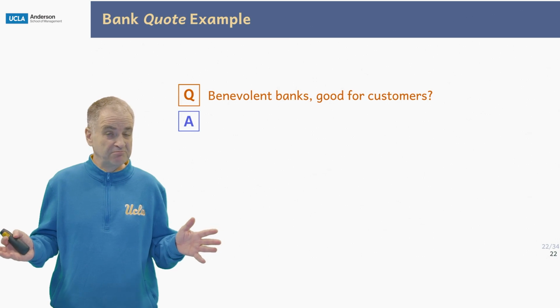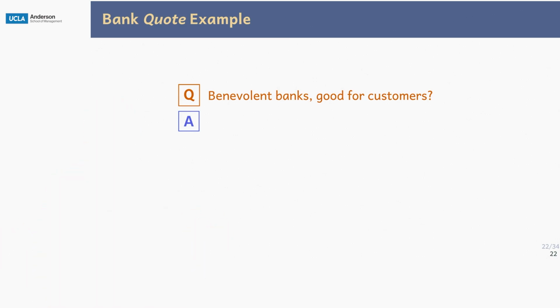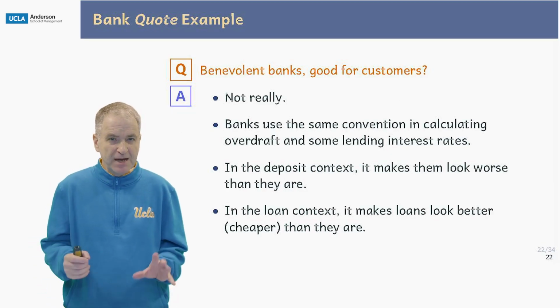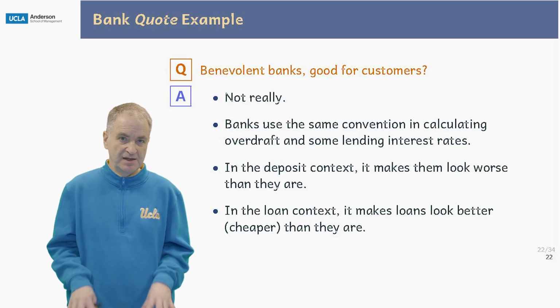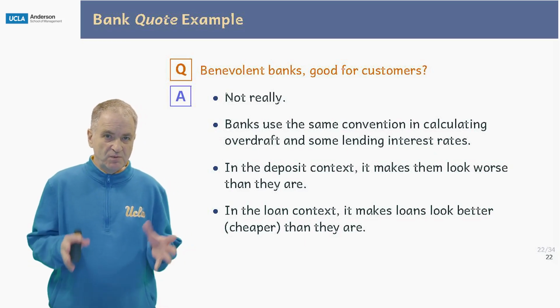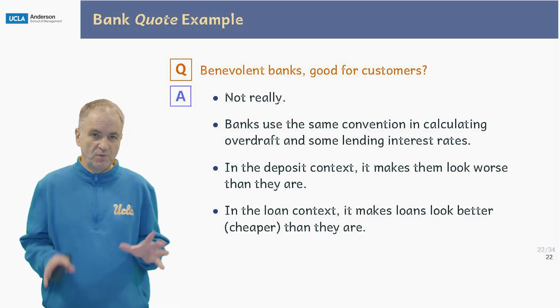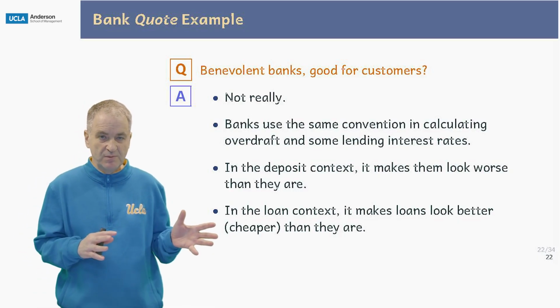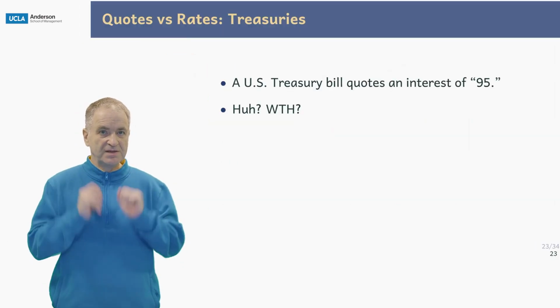Benevolent banks, aren't they? Great for customers, right? Please pause this video now, answer the question on a piece of paper, and then continue. Not really. See, banks use the same convention in calculating overdraft and some lending interest rates. So it will make both loans and deposits just look different from what it is, and customers sometimes pay more and sometimes get less.